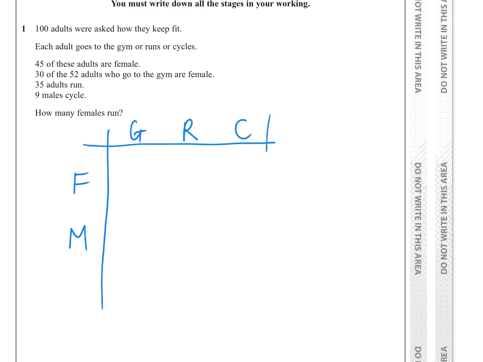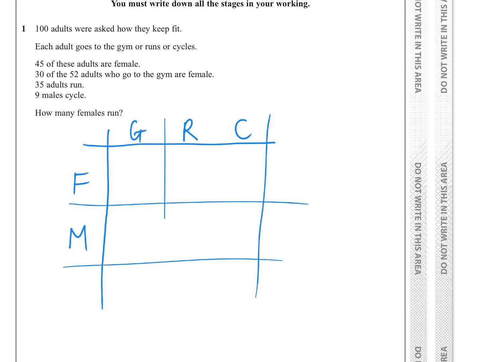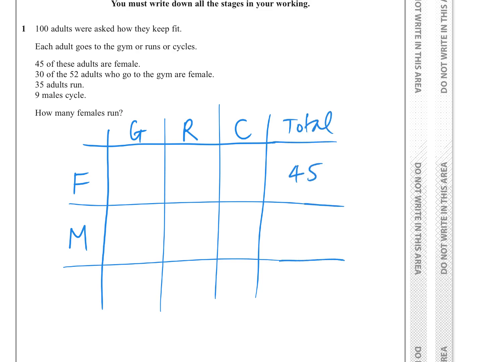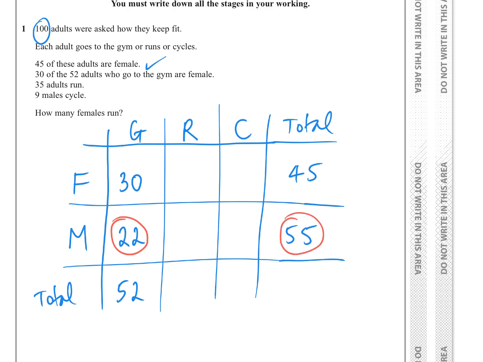So if I do this grid like so, then we know that our totals here, we've got to end up with 45 females. So that means there'll be 55 males because there was 100 adults. So this one's ticked off. 30 of the 52 adults who go to the gym are female. So that says 52 here. We have to put this as a total as well. Then we know that this is 22, so that's something that we didn't have necessarily, but we've got now, as well as this.